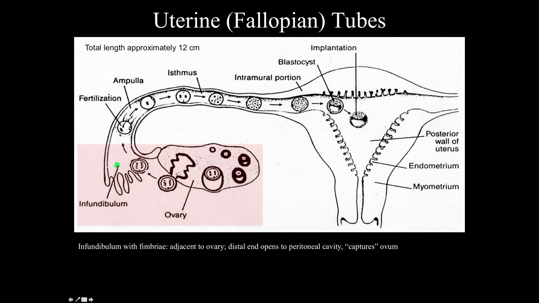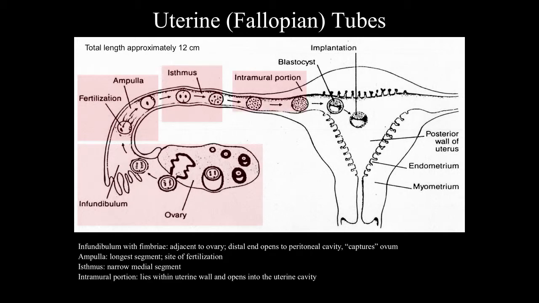But the oviduct being so closely approximated to the ovary, cilia on the cells of the fimbriae at the infundibulum are moving and beating, and it's creating a current that's almost wafting the ovum into the infundibulum. The ampulla is the longest segment of the oviduct. It's the site of fertilization. The isthmus is the narrower medial segment. It's probably the shortest of the segments. The intramural portion actually lies within the uterine wall, and it opens into the uterine cavity.